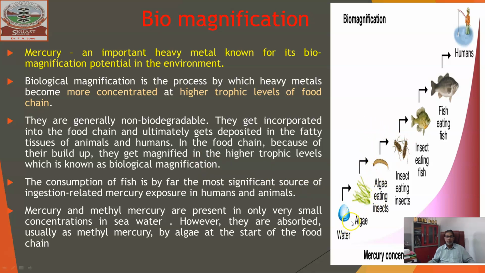From the water, it will go into the algae, then it will be taken up by the algae-eating insects, then the insects will be taken up by bigger animals like fish, then the small fish will be taken up by the big fish, and once the big fish is consumed by human beings, this is what we call basically the biomagnification of mercury in the trophic levels.